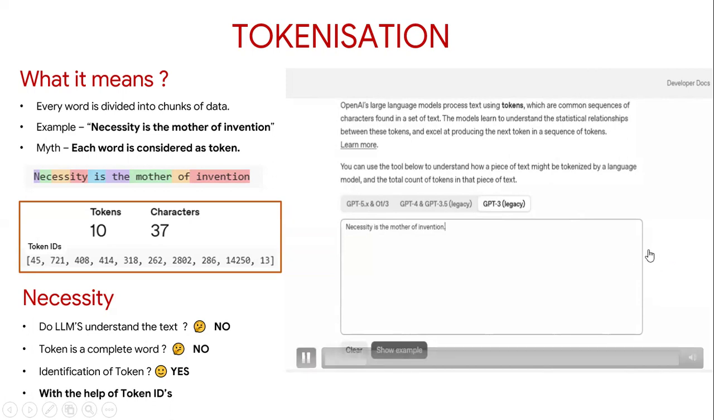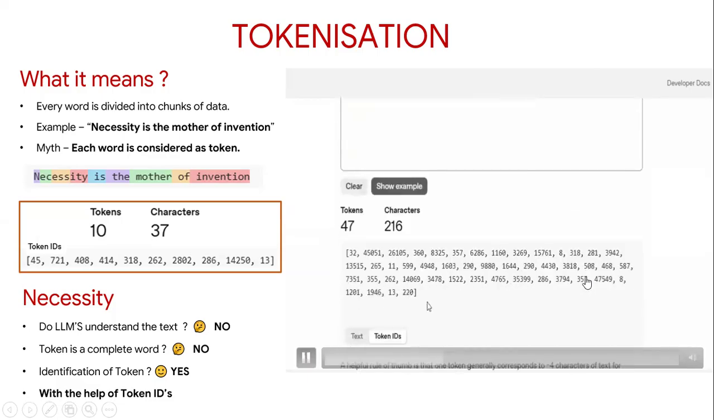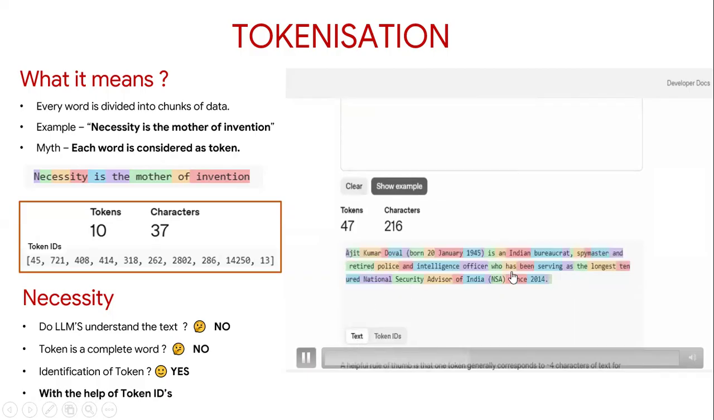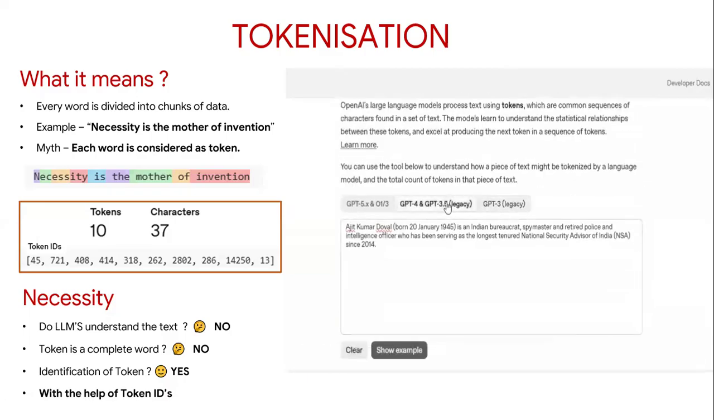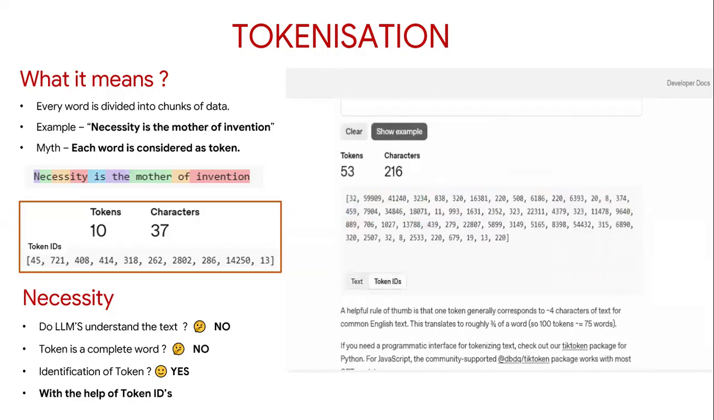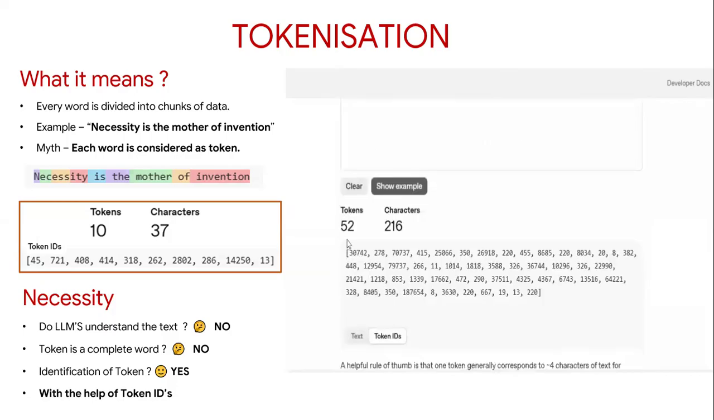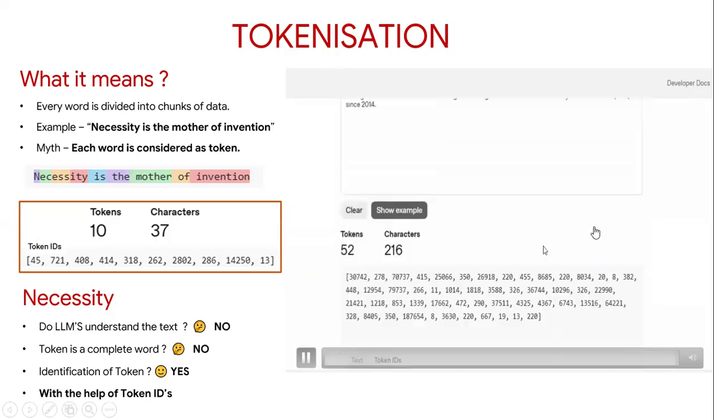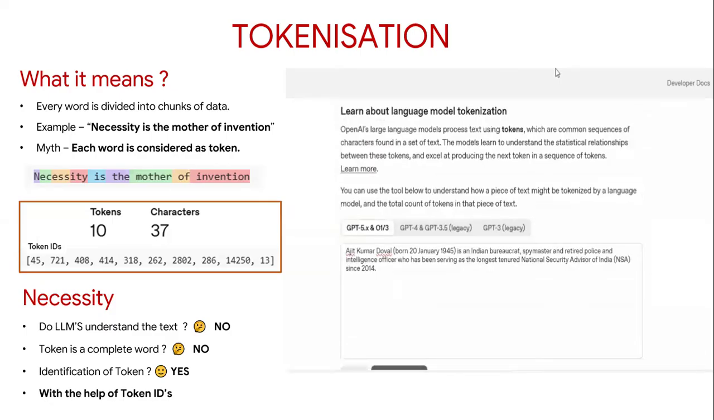This is for GPT-3. You can see I have written the text. This is the number of tokens, 47 tokens and 216 characters. This is the text, how it is converted into tokens. And when it comes to selection of the GPT-4 model, the same text has different tokens and different characters. And the token numbers are also changed. And when we select GPT-5, it has a different set of tokens, 52 tokens. And this is how tokens are generated and change from model to model.